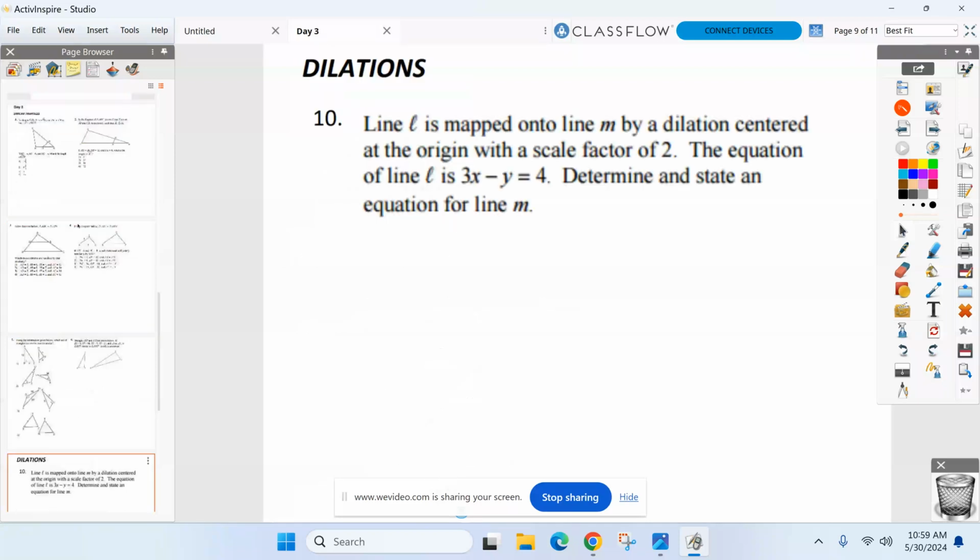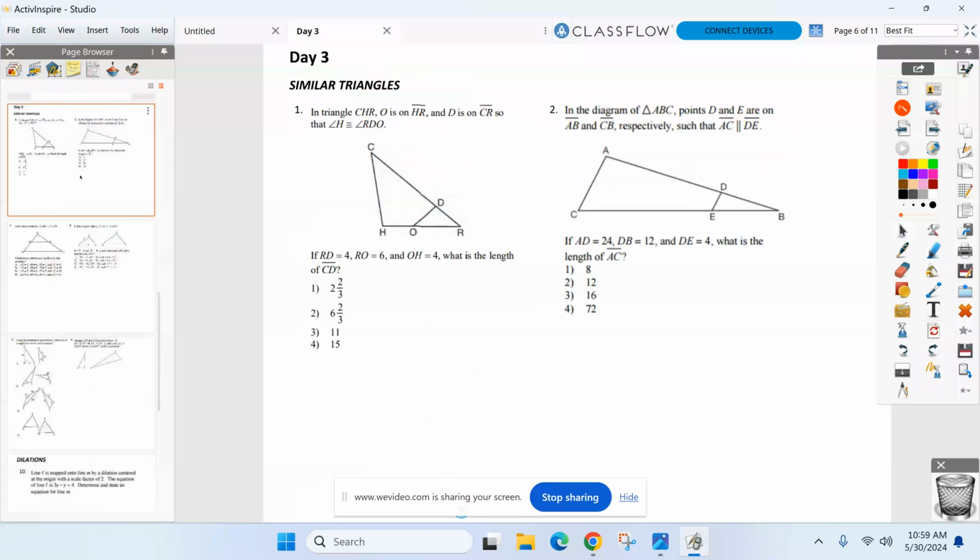So let's get into similar triangles. Here we go. First thing I want to review with you guys is the 3.5 ways to prove triangles similar. We had 3.5 ways when I covered similar triangles.